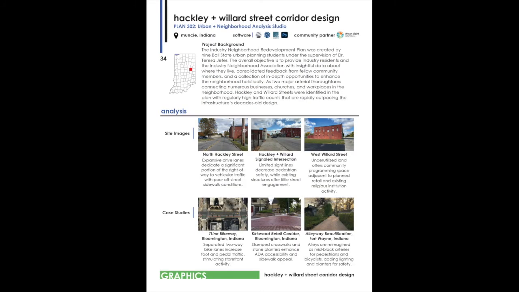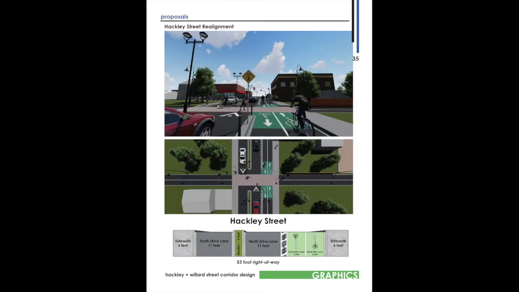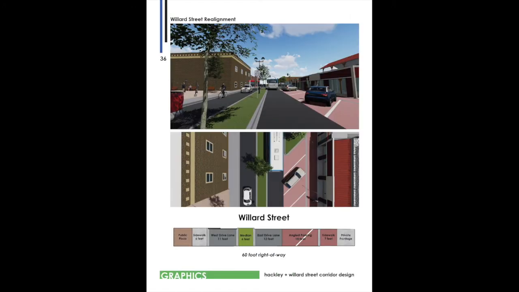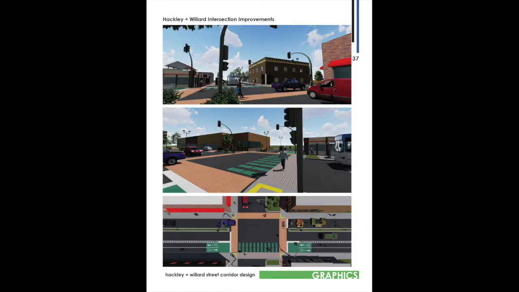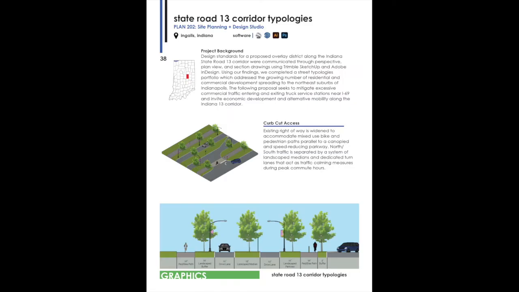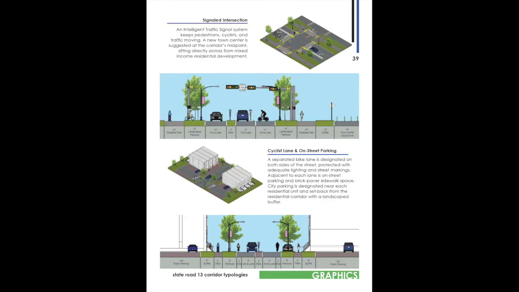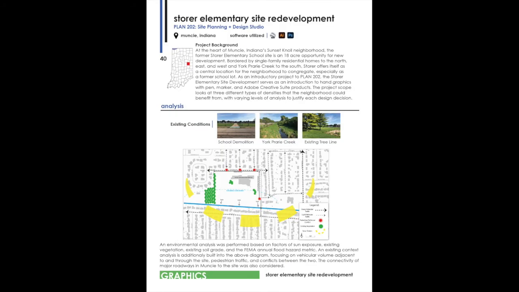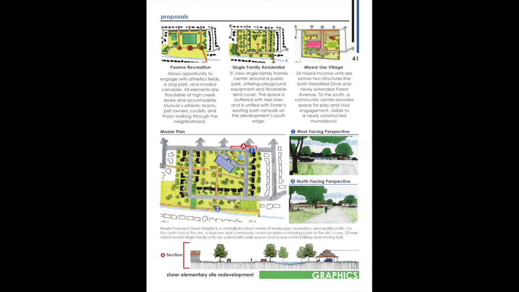Inventory. This is from third year neighborhood planning studio. Intersections. State Road 13 corridor typologies. This is from Plan 202. Reinforcement from 261. Sections, isometrics. Site redevelopment from Store Elementary in the 202 studio. Mixture of hand and digital graphics.